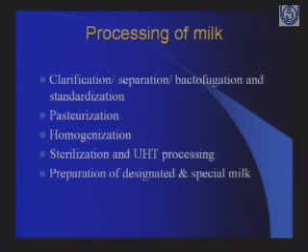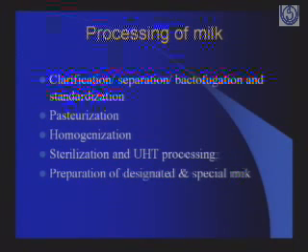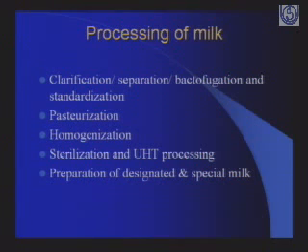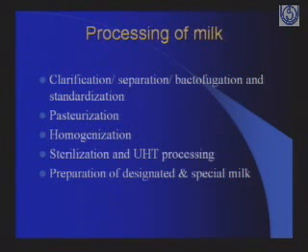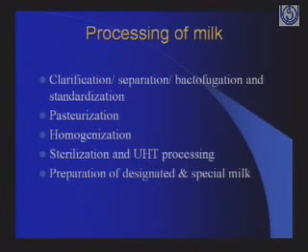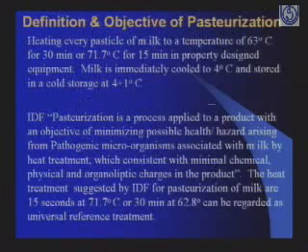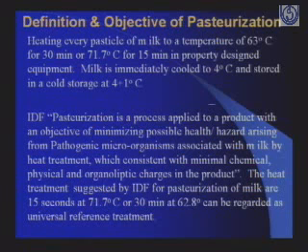Then the fifth unit is preparation of designated milk like toned milk, standardized milk, full cream milk, etc., and double toned milk, and then special milk like flavored milk, fruit flavored milk, and flavored sterilized milk, etc. We will discuss them one by one. First, pasteurization: the definition and objective of pasteurization.